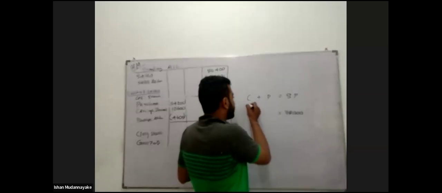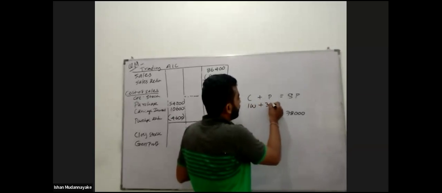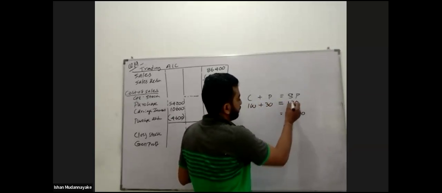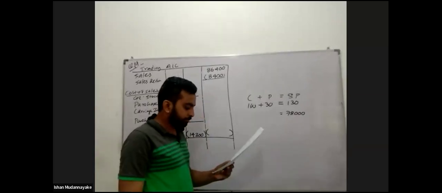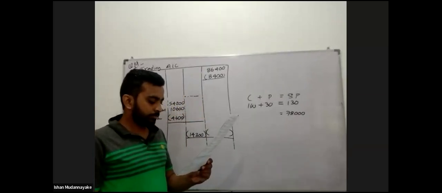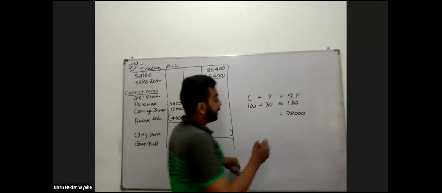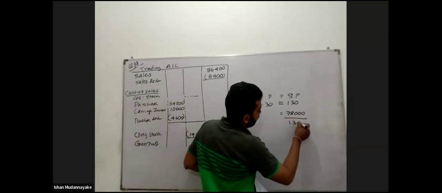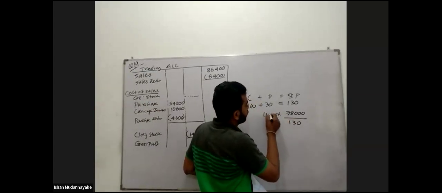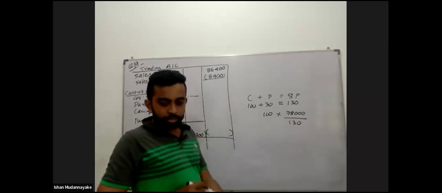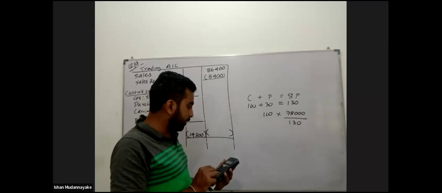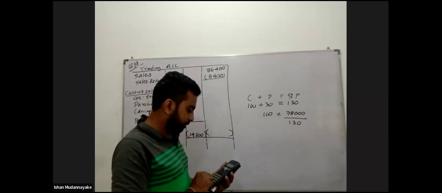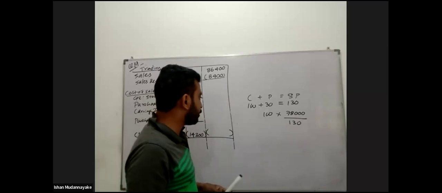Then my cost of sales 100, profit 30, selling price how much? 130. Then 78,000 divided by 130 multiplied by 100 to calculate cost of sales. How much cost of sales? 60,000 cost of sales.